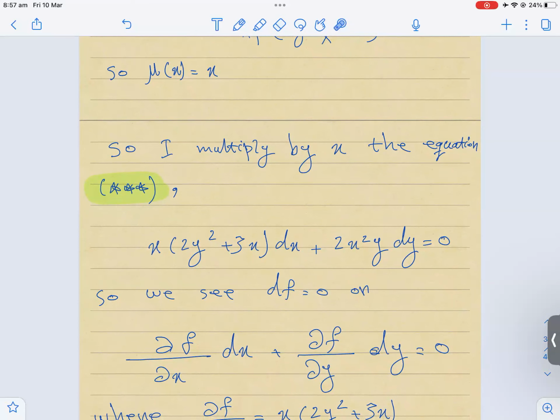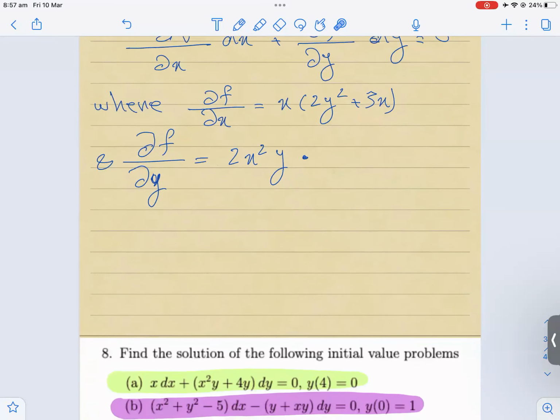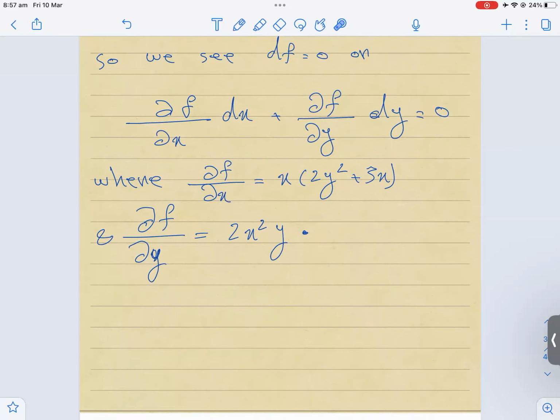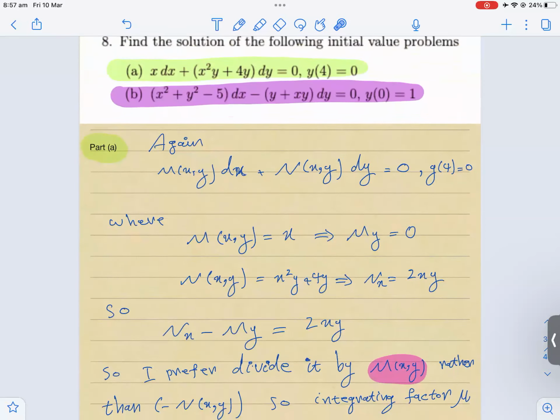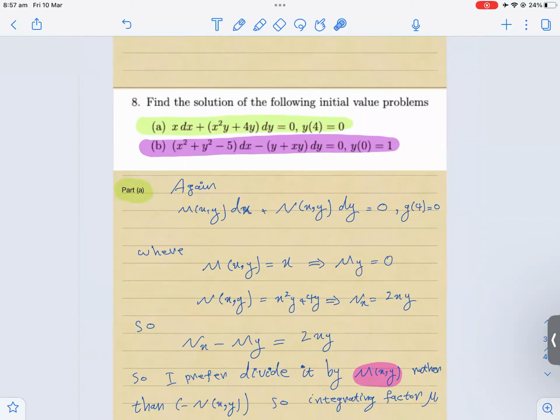So then again, this ODE, multiply everything by x. So del f over del x is x times this, and del f over del y is this one, and so on. Question 8 is the same thing, and I have written it here completely. It's just the same perfect ODE, just the IVP version. It's got an initial value condition.